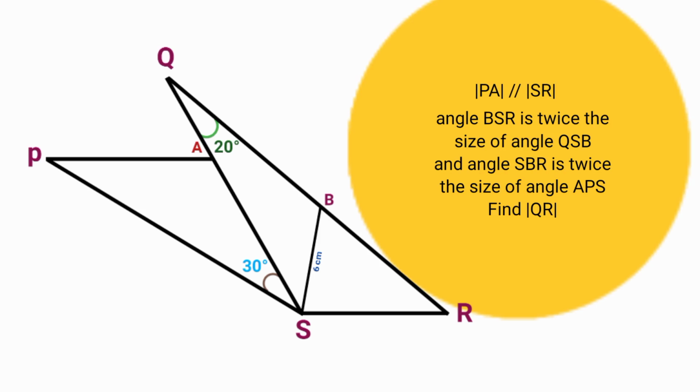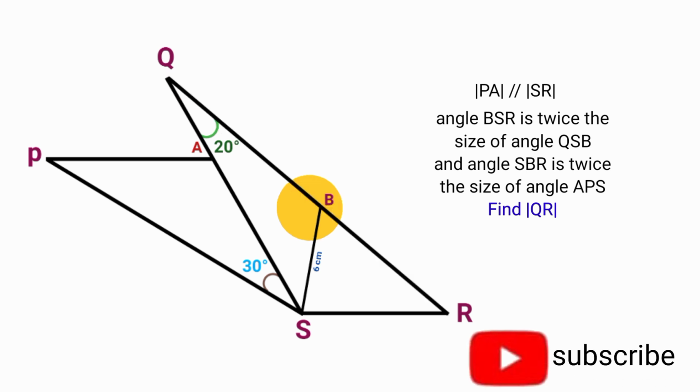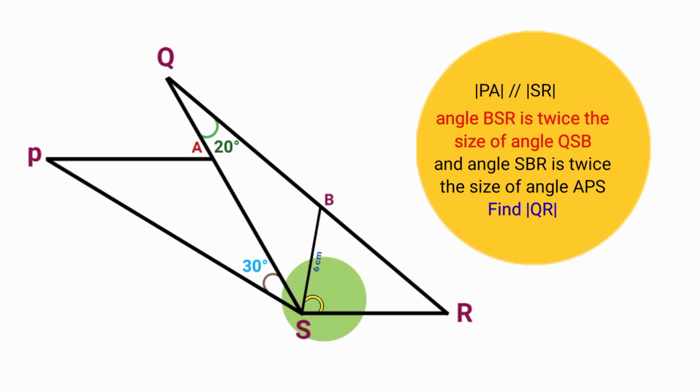Here in this question, we are asked to find the length of this line here, line QR. As you can see, a relationship is given here that this angle, angle BSR, is twice the size of this angle here. And angle SBR here is twice the size of angle APS. They say line PA here is parallel to this line SR, and this line here is 6 centimeters.